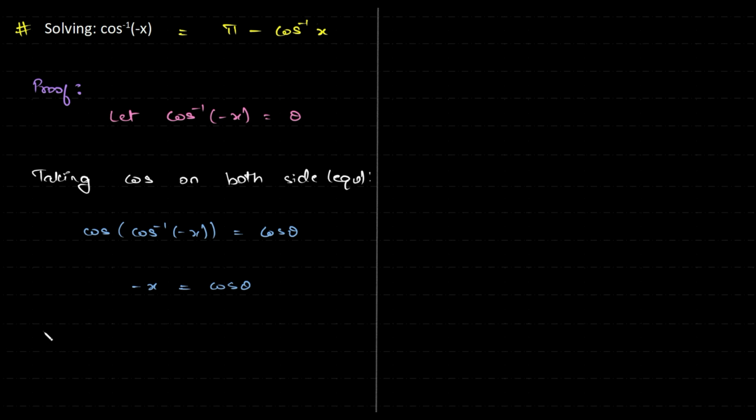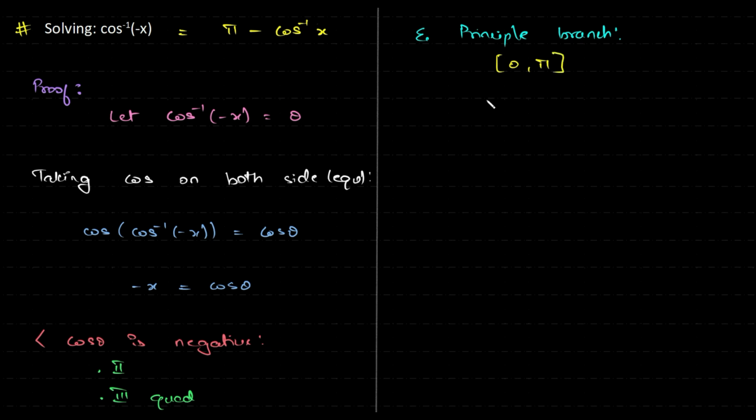Now let's dig into the behavior of cos. Cos theta is negative in our second and third quadrant, right? And the principal branch is between 0 to pi. With all of this in mind, what can I tell? Well, if all of this has to be satisfied, cos inverse of negative x has to be pi minus cos inverse of x.